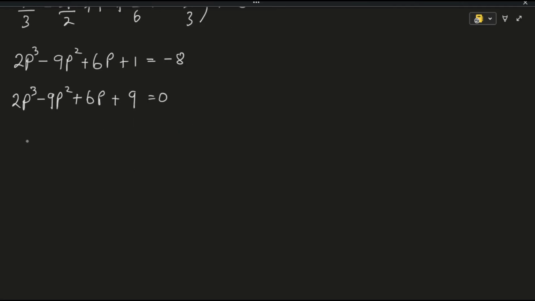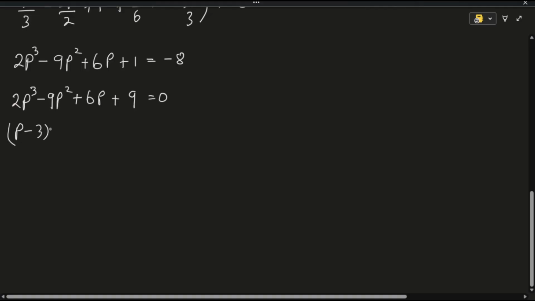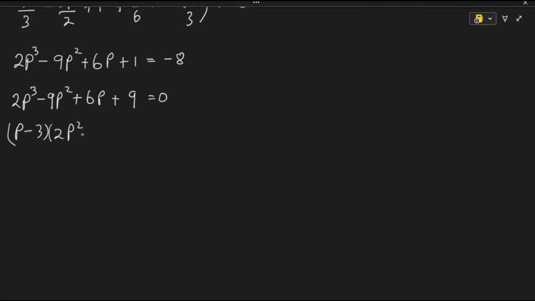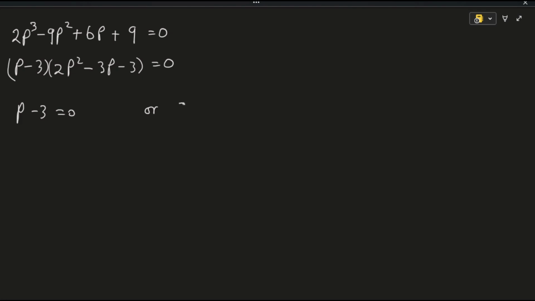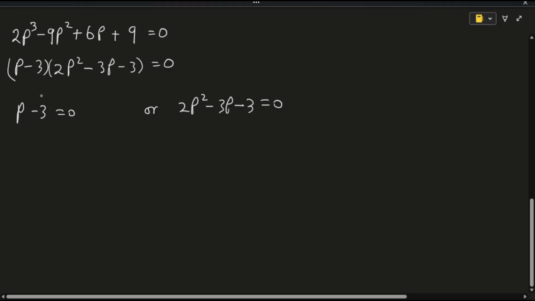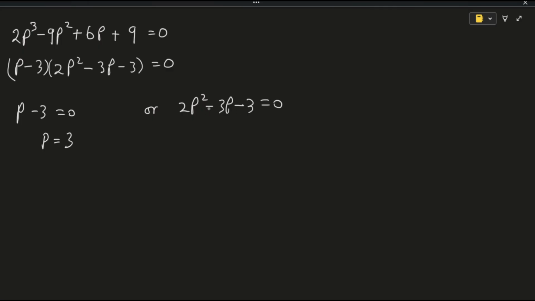Now, in factorizing this polynomial, we're going to apply the factor theorem. So we're going to get the factors: p minus 3 is 0, or we're going to have 2p squared minus 3p is equal to 0. So from this factor, p is equal to 3. So what are the factors that we're going to get for p for this factor?